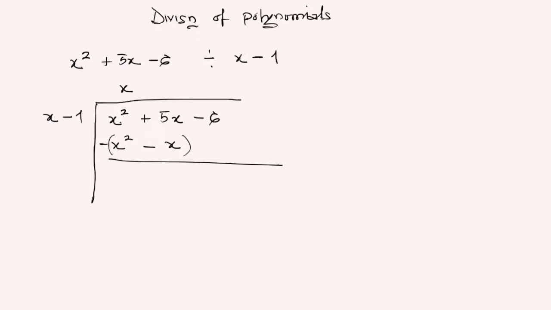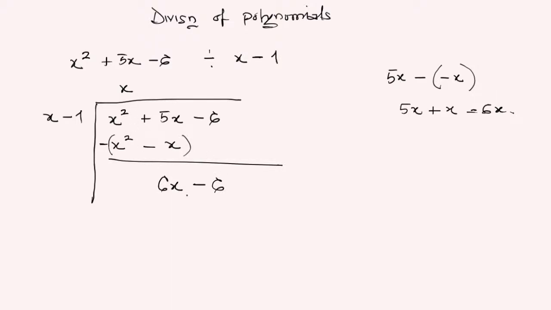So x squared minus x squared is nothing. They cancel out each other. Now what we have is 5x minus x. So this is 5x, and x multiplied by x is equal to plus x. And this becomes 6x. So this is going to be equal to 6x minus, and then we bring down the last term here, which is minus 6.